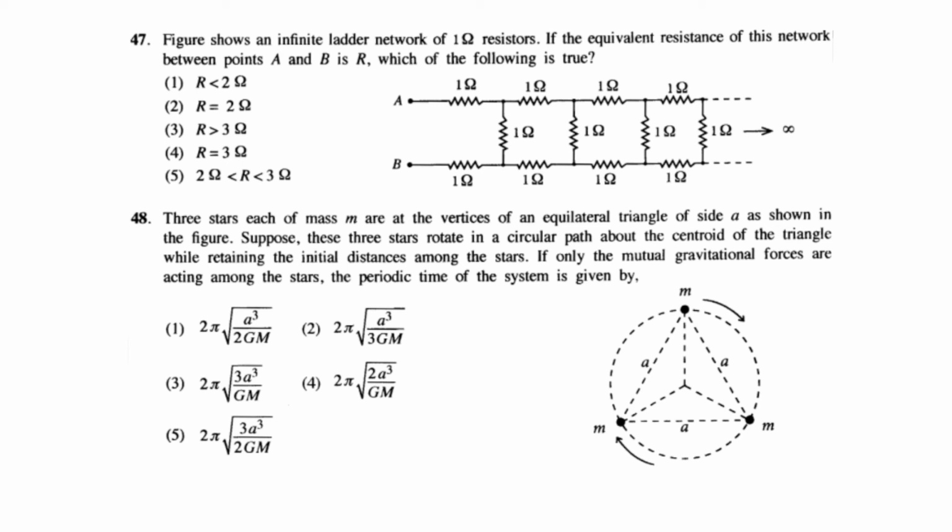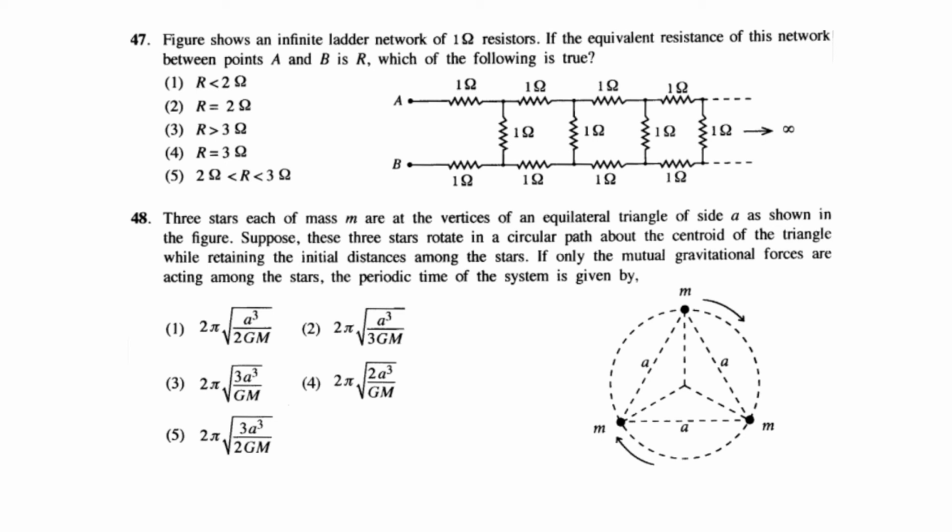First, we consider the mass A. The force of attraction between A and B can be written by using Newton's law of gravitation. F equals capital G times the product of the masses divided by the square of the separation. We mark this force as FB. FB equals G m times m divided by A square. Then we take the attractive force between A and C.